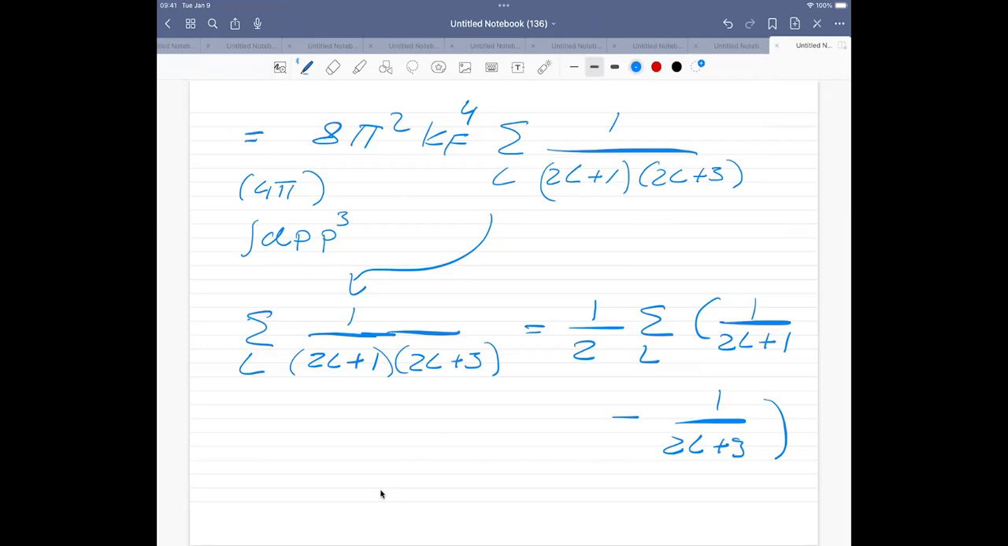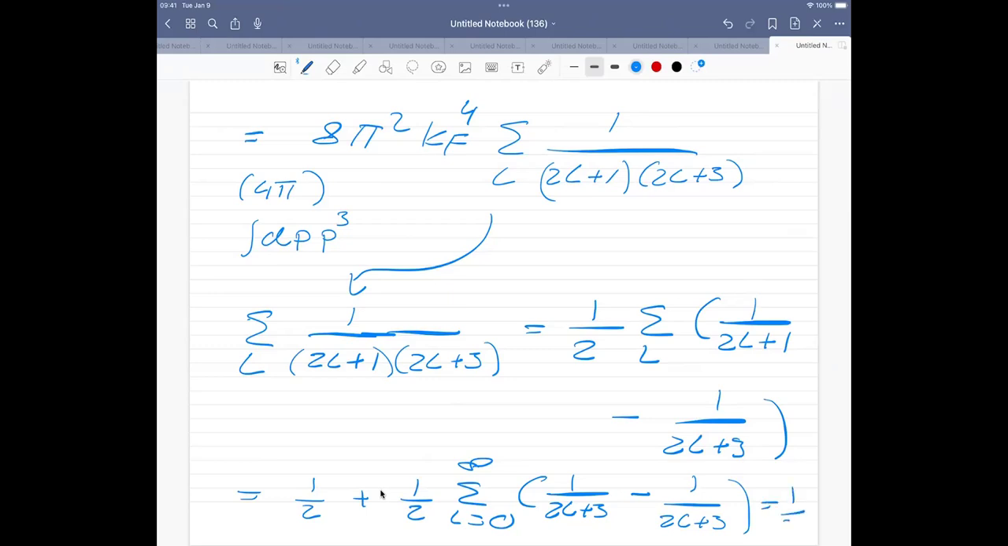Now, if you now look at the summations here, I can actually rewrite this as a sum over 1/2 plus 1/2, and then I have a sum from L equals 0 to infinity of 1 divided by 2L plus 3, which is the first sum, minus 1 over 2L plus 3, which is the last one, which is untouched. Now I get magically 1/2.